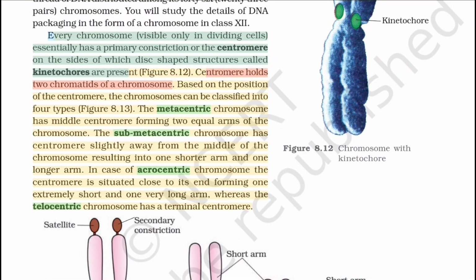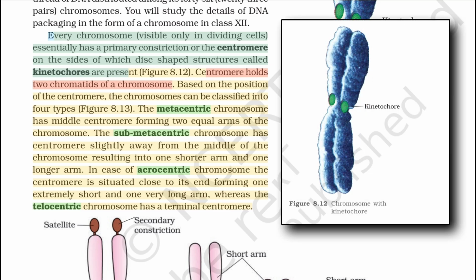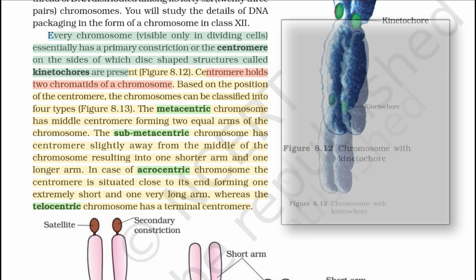Every chromosome, visible only in dividing cells, essentially has a primary constriction or the centromere, on the sides of which disc-shaped structures called kinetochores are present, figure 8.12. Centromere holds two chromatids of a chromosome. Based on the position of the centromere, the chromosomes can be classified into 4 types, figure 8.13.